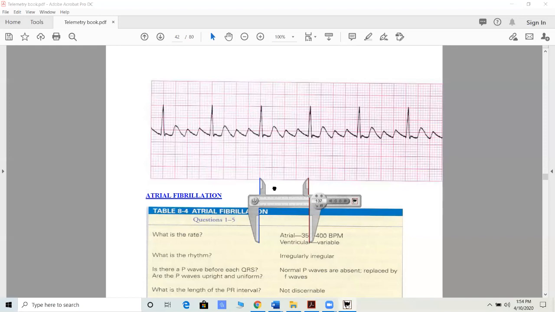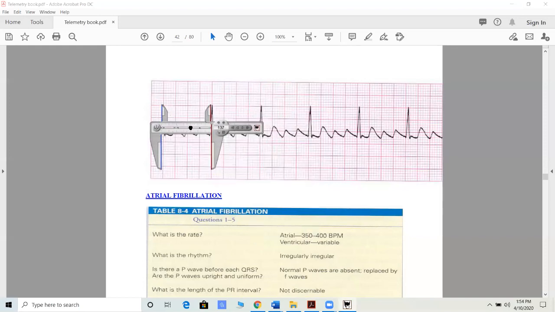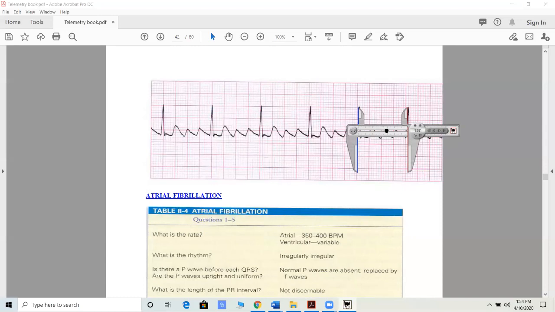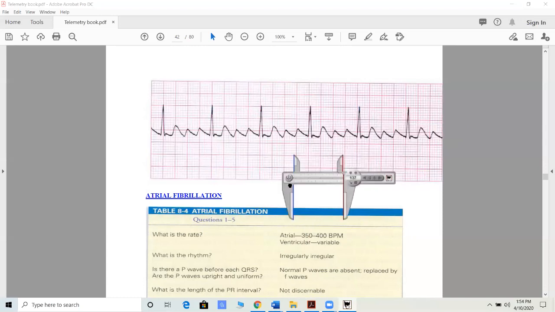If you got it, great. So let's just go ahead and measure this and see if it's the same. Ventricular rate is regular. Okay, so the ventricular rate is regular, but the atrial rate is extraordinarily fast.